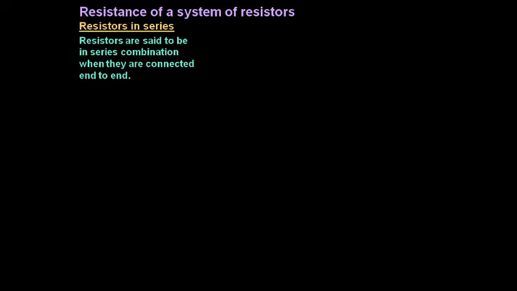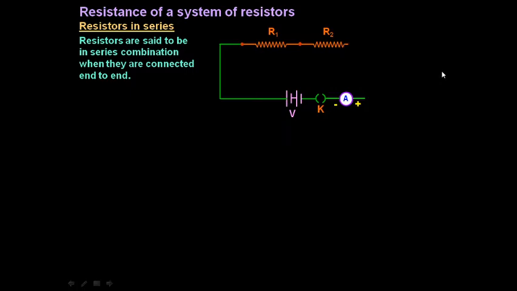Okay, resistance of a system of resistors. Resistors are connected in two ways. One is in series. Resistors are connected in series combination from one end to another, like this. In a circuit diagram, this is the symbol of resistance, R1, R2, R3, connected from one end to another. This combination is called series combination of resistors.